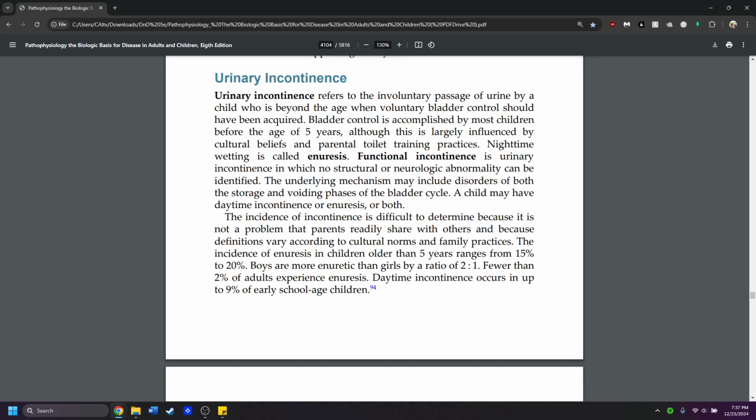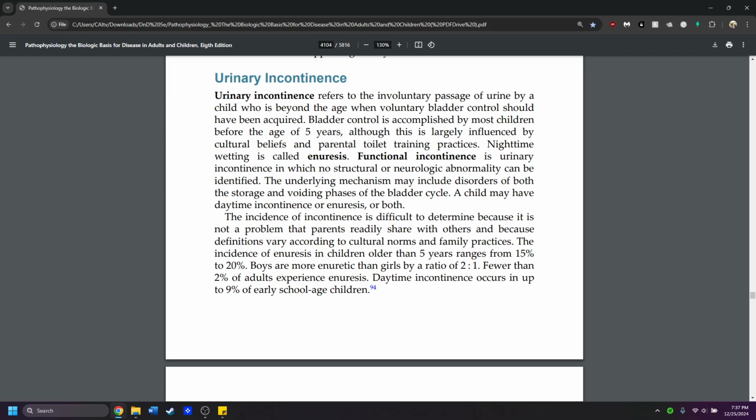That leads us to our last section here, urinary incontinence. Urinary incontinence refers to the involuntary passage of urine by a child who is beyond the age when voluntary bladder control should have been acquired. Bladder control is accomplished by most children before the age of 5, although this is largely influenced by cultural beliefs and parental toilet training practices.